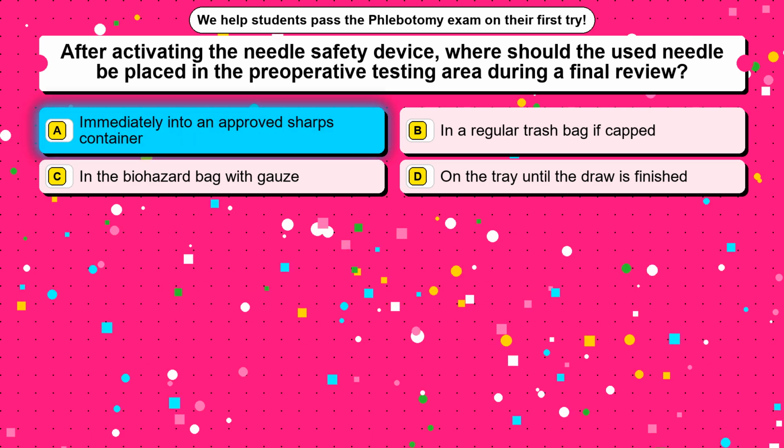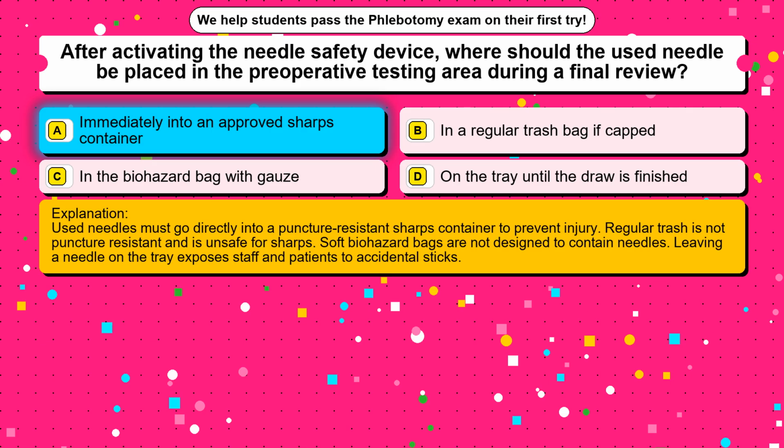The correct answer is option A. Immediately into an approved sharps container. Used needles must go directly into a puncture-resistant sharps container to prevent injury. Regular trash is not puncture-resistant and is unsafe for sharps. Soft biohazard bags are not designed to contain needles. Leaving a needle on the tray exposes staff and patients to accidental sticks.